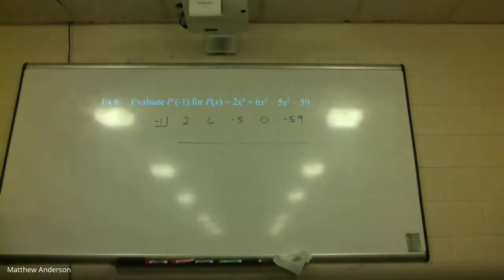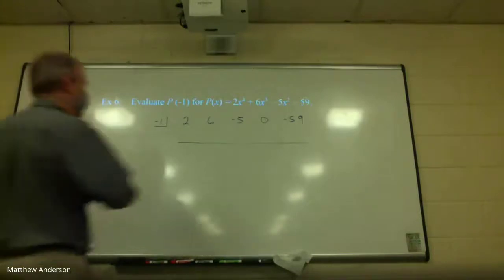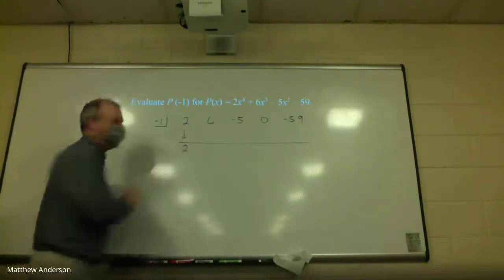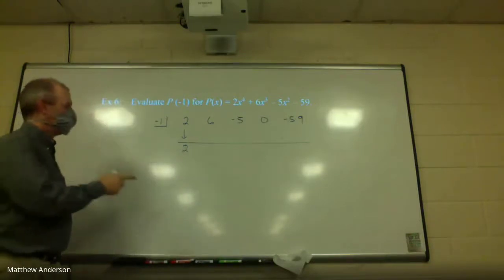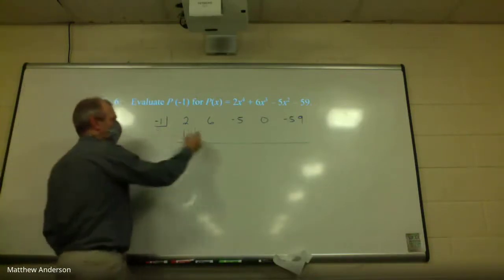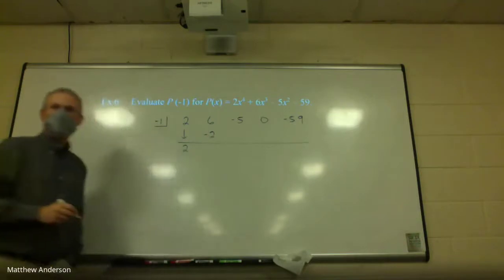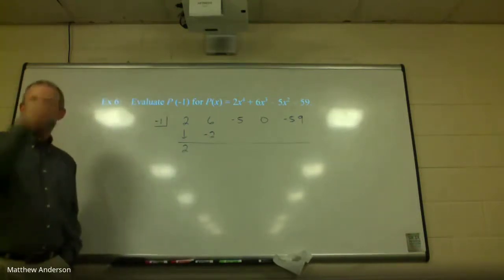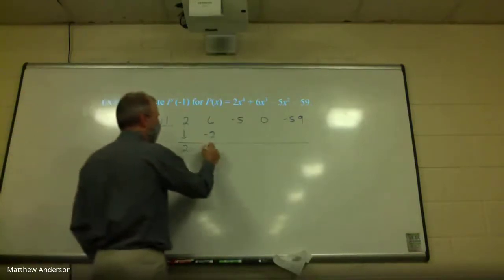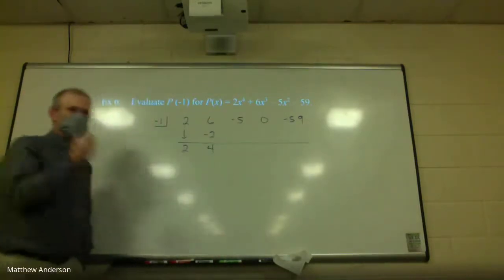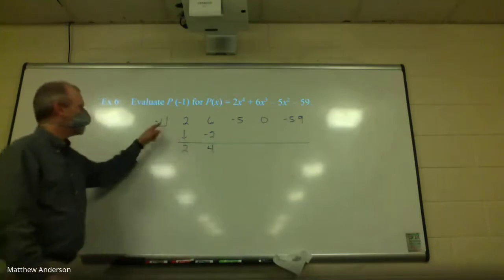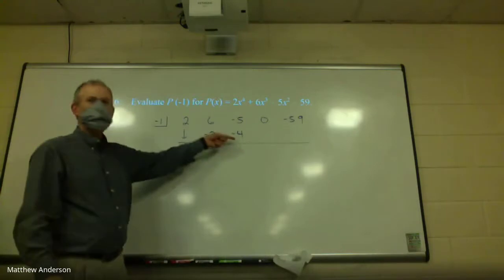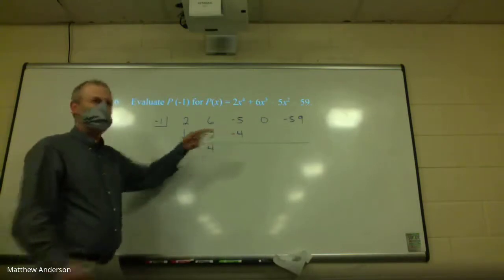All right. So what do we do first with our synthetic division? Bring down the 2. And then what? 2, that's right. 2 times the -1 gives us -2. And what do we do with those? We add them. 6 plus -2 is 4. And then we multiply again. 4 times -1 is -4. -5 plus -4. -9, correct.